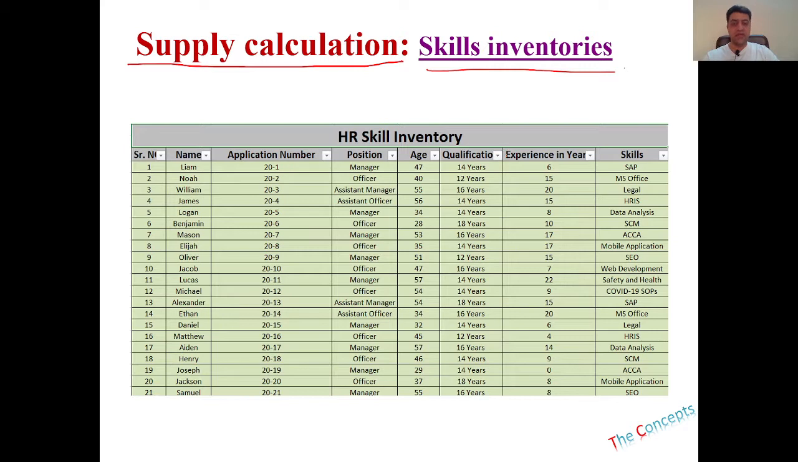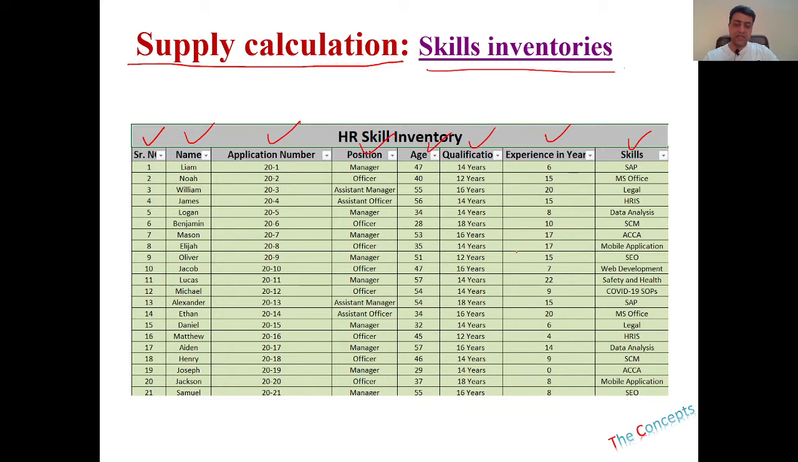Now, what are skill inventories? Skill inventories are simply databases in which you have kept the record of your employees' skills and other data. For example, you have the serial number here, the names, the application number, the position, age, qualification, experience in years, and then you have the skills that your employees have.